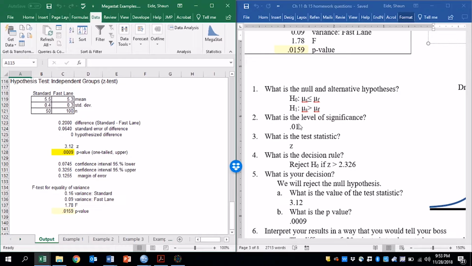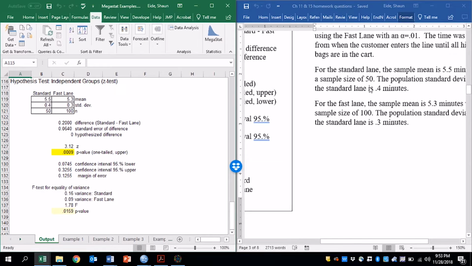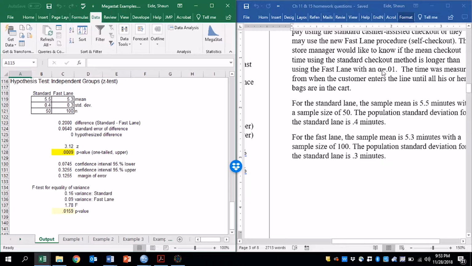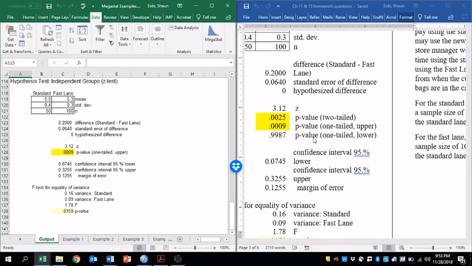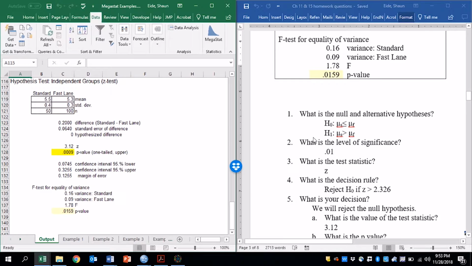So the next thing that we look at is what is the level of significance. The level of significance is 0.01, and we get that from right in here. However, so alpha of 0.01, sometimes you are not going to get an alpha. If you are not given an alpha, you need to choose what alpha you want to use and go with that.